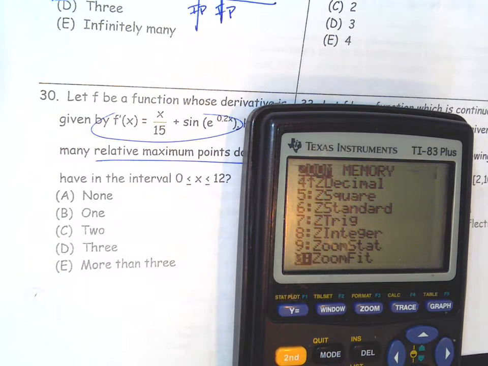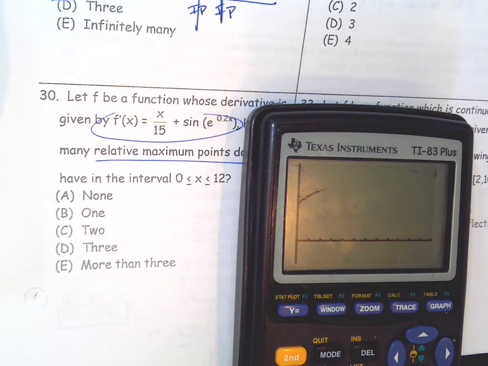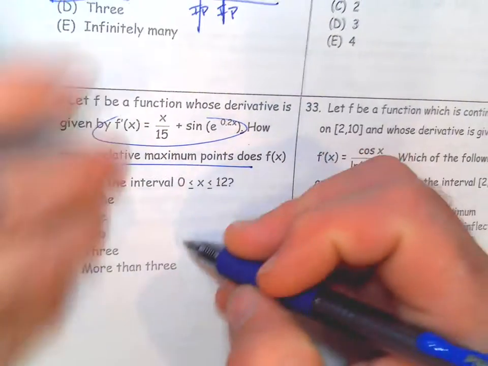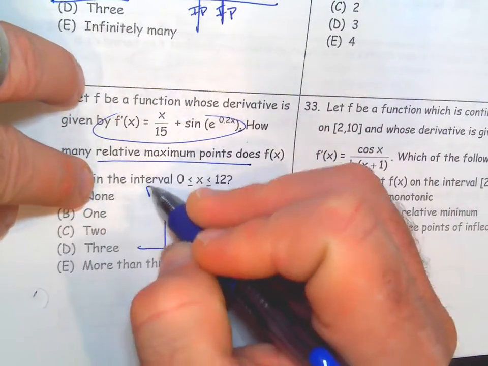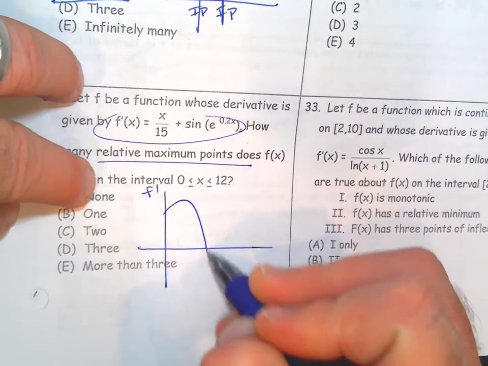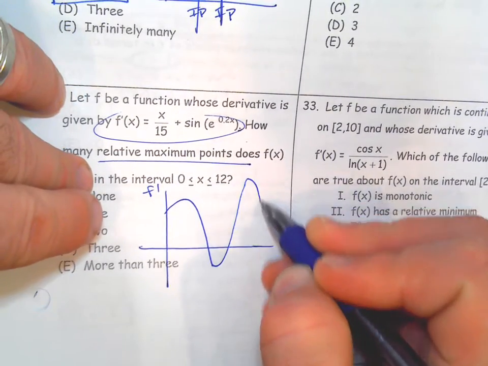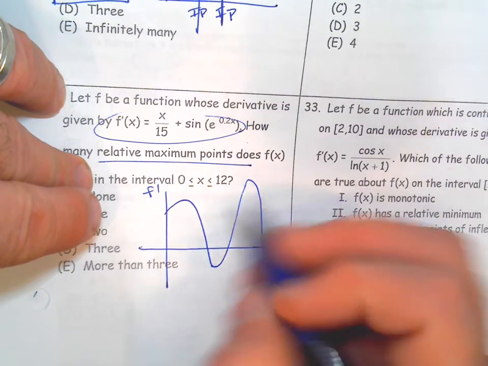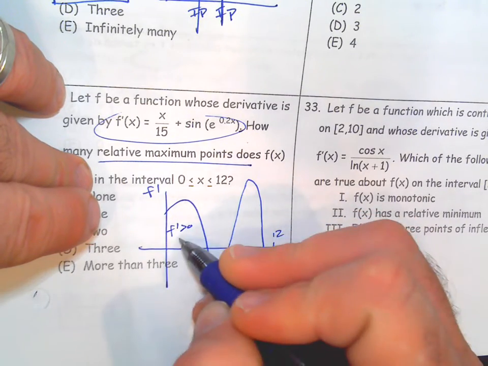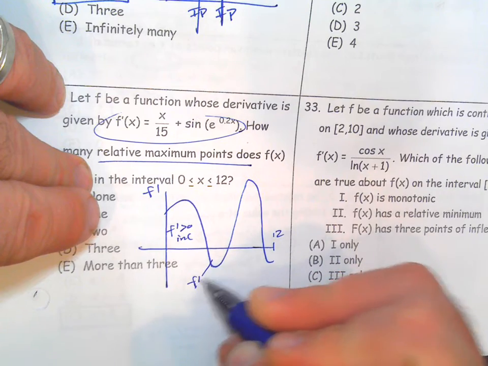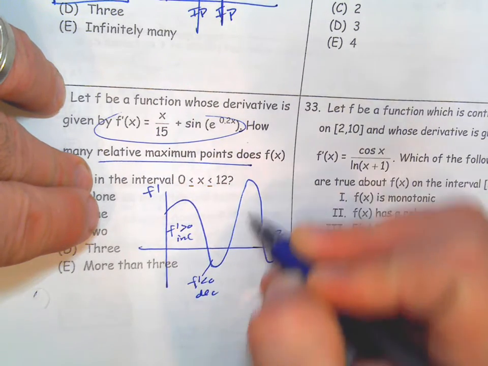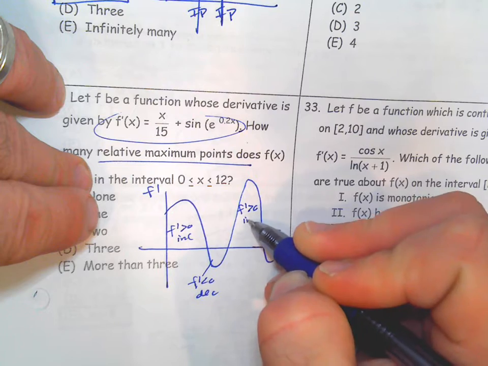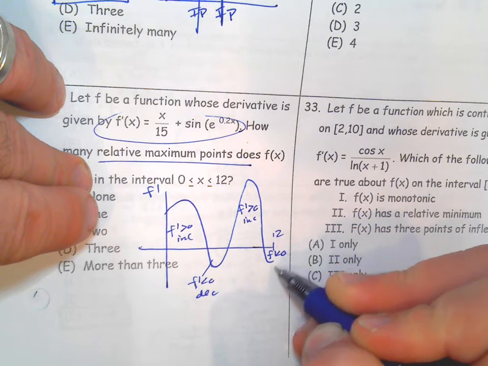Just trying to graph the derivative graph. And from that, we should be pretty good at finding relative max and mins. So it's increasing, now it's decreasing, it's increasing and decreasing. So I'm going to sketch that real quick. So this is the graph of the derivative from 0 to 12. So here f prime is positive, increasing. f prime is negative, decreasing. f prime is positive, increasing. f prime is negative, decreasing.